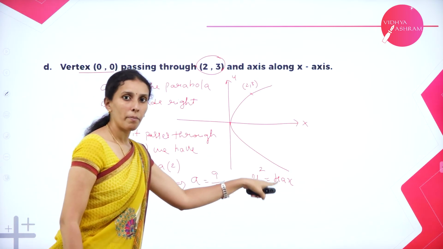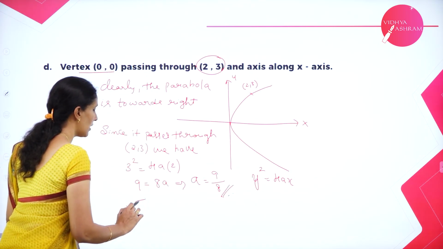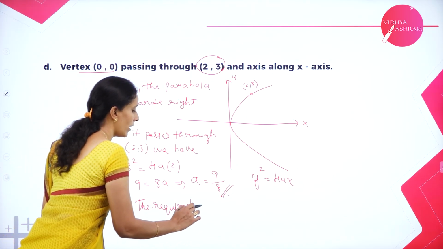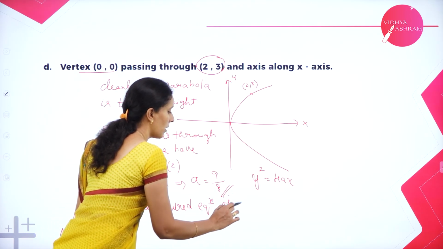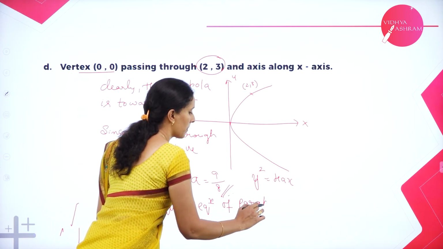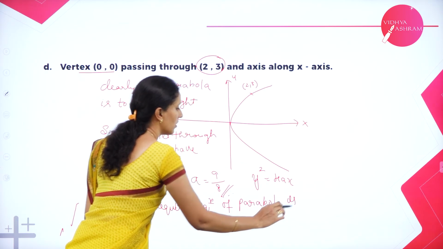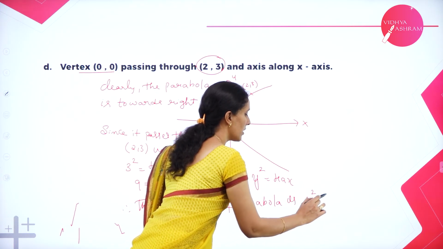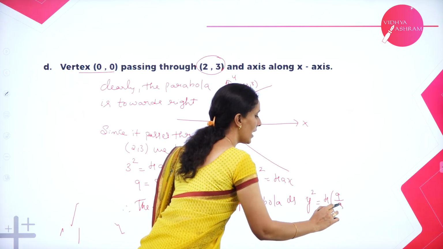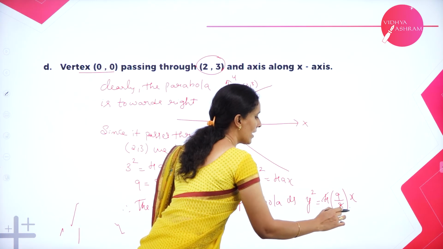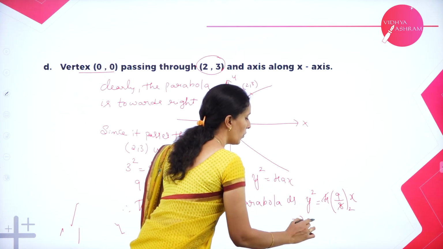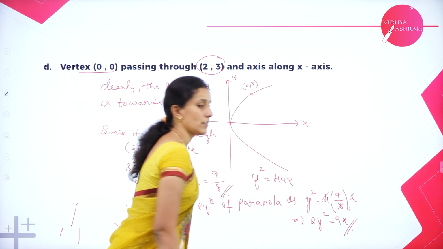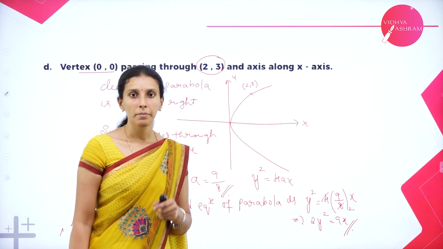So let us substitute back in the equation. So therefore, the required equation of parabola is, if you write it as y square is equal to 4ax, it is y square is equal to 4 into 9 by 8 into x. So cancelling, we get this as 2 into y square is equal to 9x. So this is the required equation of the parabola.